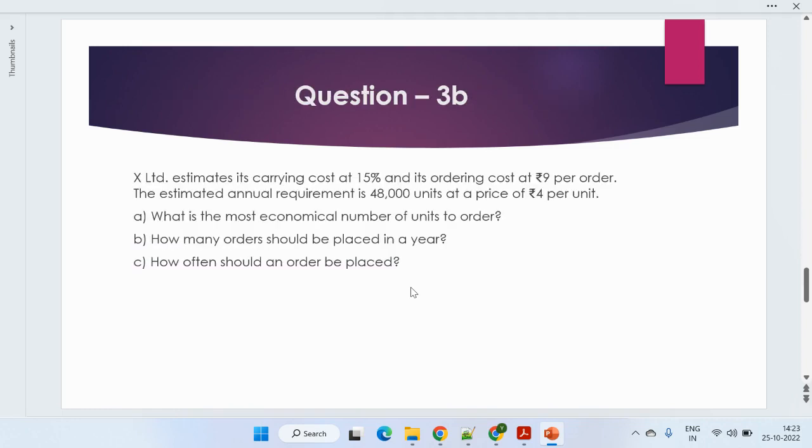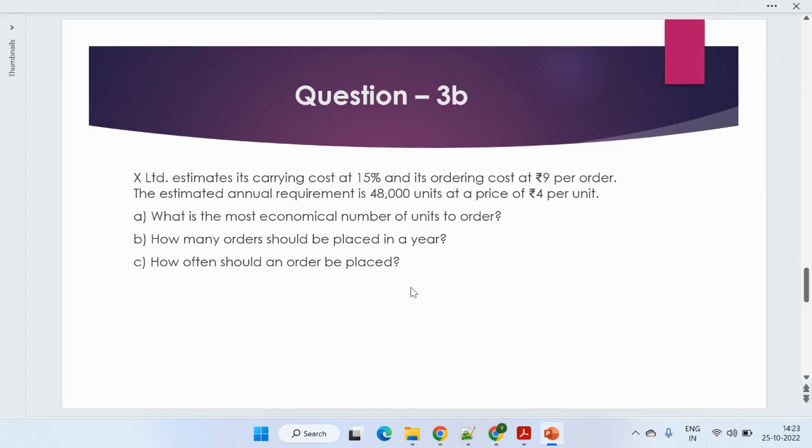Now going to the third B question. X Limited estimated its carrying cost at 15% and the ordering cost at rupees 9 per order. The estimated annual requirement is 48,000 at a price of 4 per unit. What is the economical number of units to order? How many orders are to be placed? And how often should an order be placed?